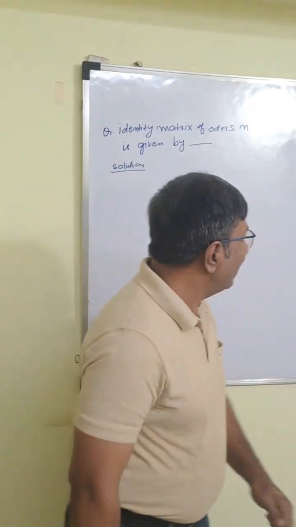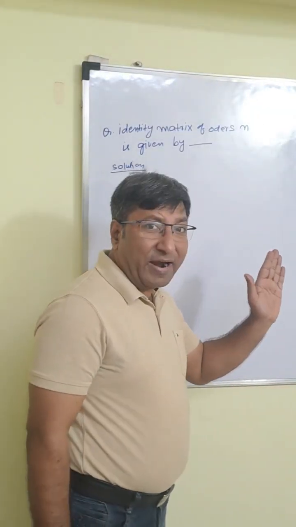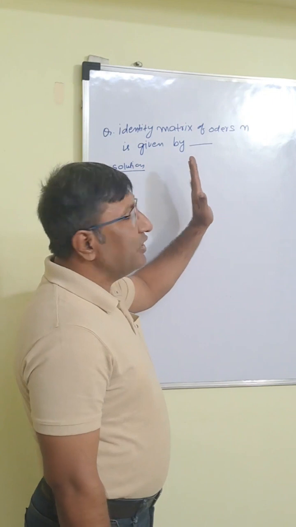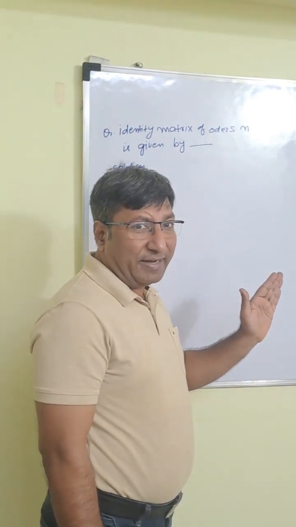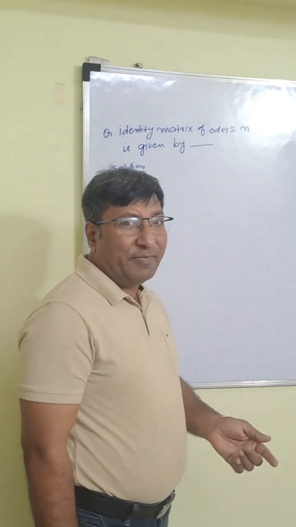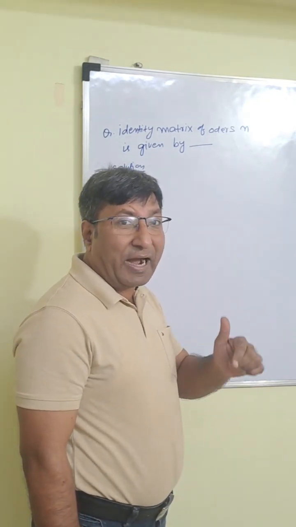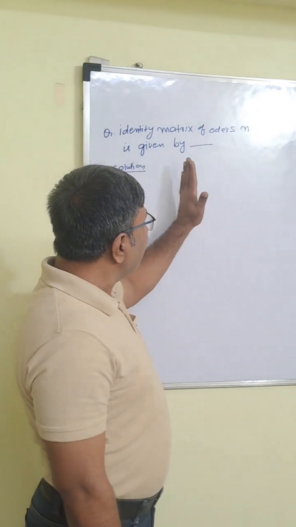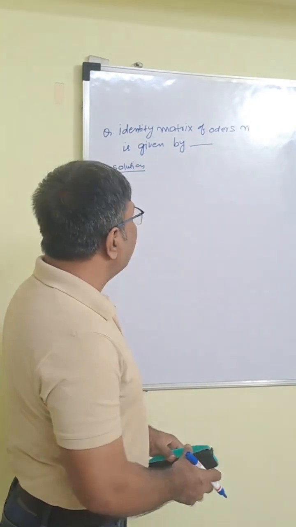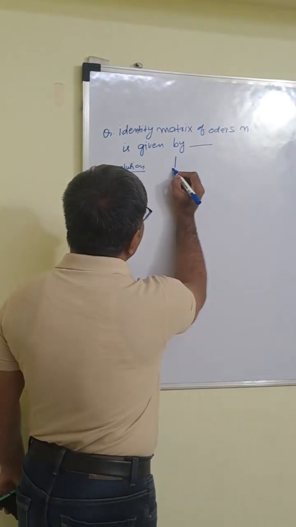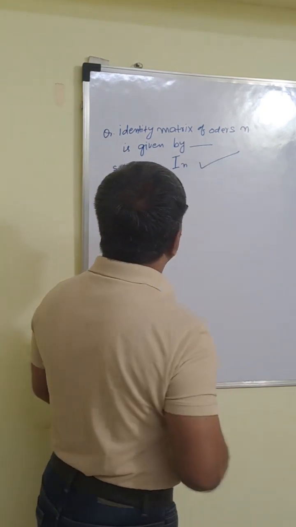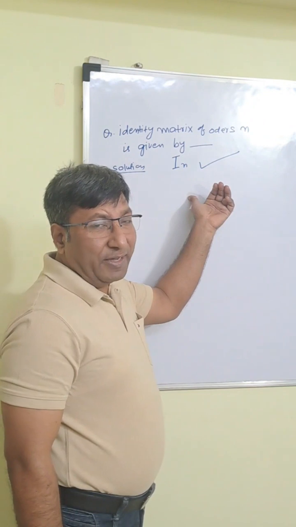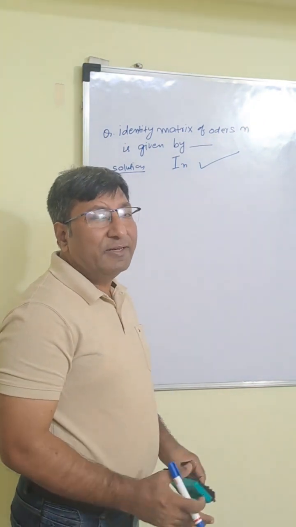Let's see the question. Question is what? Identity matrix of order n is given by. So identity matrix is what? Any matrix whose diagonal element is unity is called identity matrix. So identity matrix of order n is denoted by what? So correct answer is In. Any identity matrix is denoted by In, right? Where n is the order of identity matrix.